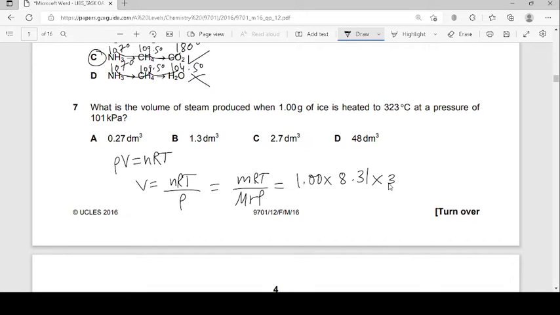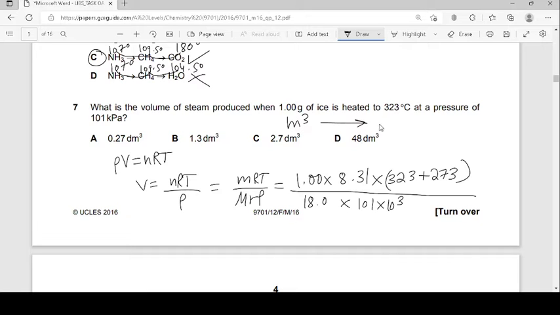Then 323, again, I'm going to convert it to Kelvin, so I'm going to make it 323 plus 273, because 0 degrees Celsius is equal to 273 Kelvin, approximately. Yeah, so Mr of water, again, as I mentioned, is 18, and then times your pressure, which is 101 kilopascals, 101 times 10 to the power of 3. It's very important to remember to convert things, right? And so just input all that into your calculator, and you should get your answer in meters cubed.